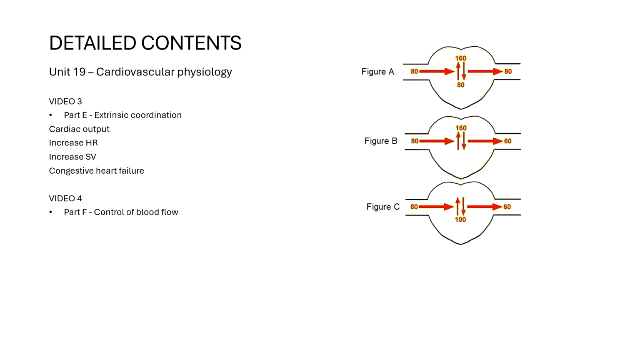Video 4 includes Part F, control of blood flow. That is, how can the blood flow toward the muscles during exercise? How can it be routed more toward the digestive system when digestion takes place? It's subdivided into pressure and resistance, control of blood flow, and central or reflex control of blood flow.